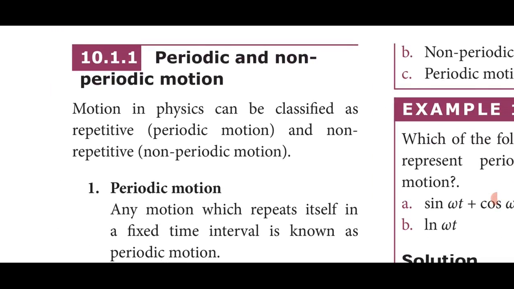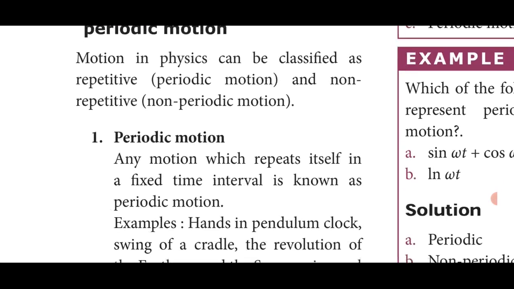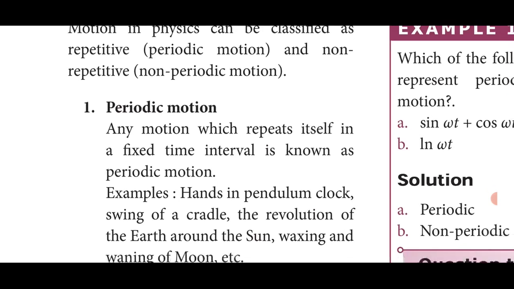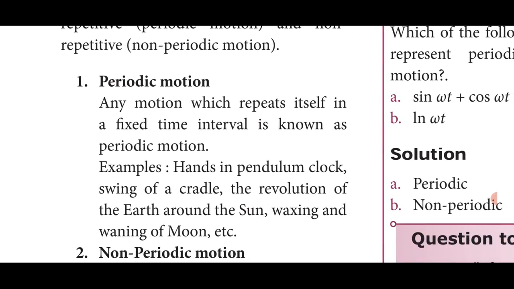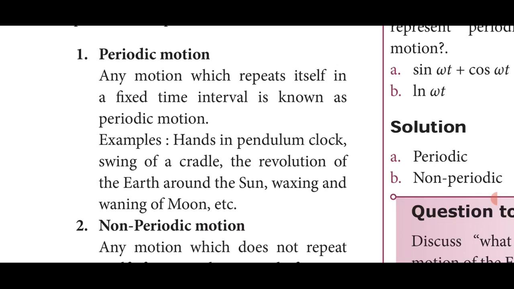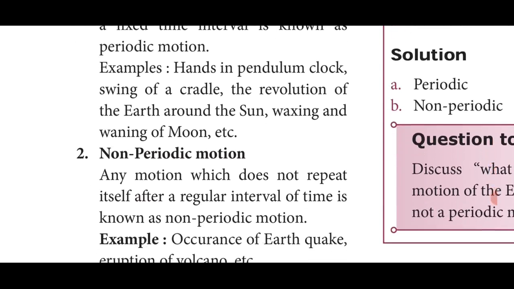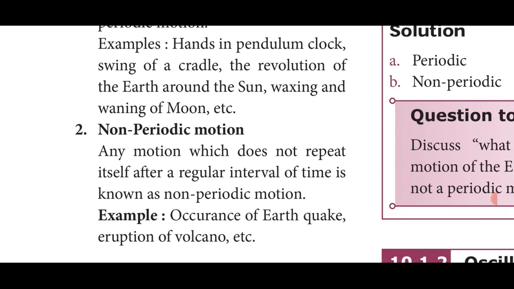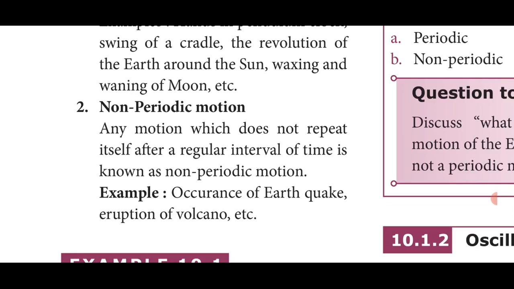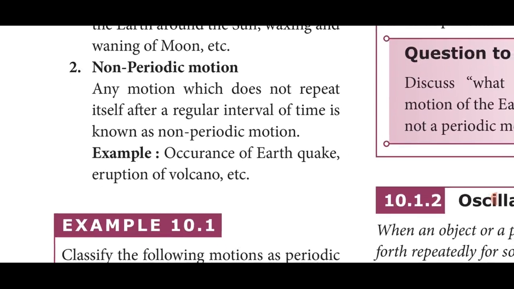Motion in physics can be classified as repetitive, that is periodic, and non-periodic motion. Periodic means any motion which repeats itself in a fixed interval of time, that is, a regular interval of time. Class periods are like that: first period, then the second and the third, repeated again and again with fixed timing. That is periodic motion. Or the hands of a pendulum clock: going and coming back at regular intervals of time. The swing of a cradle, the revolution of the earth around the sun, and the waxing and waning of the moon are all examples of periodic motion.